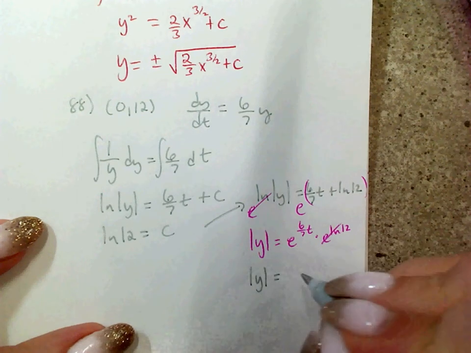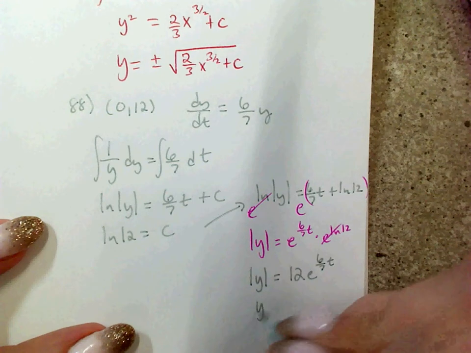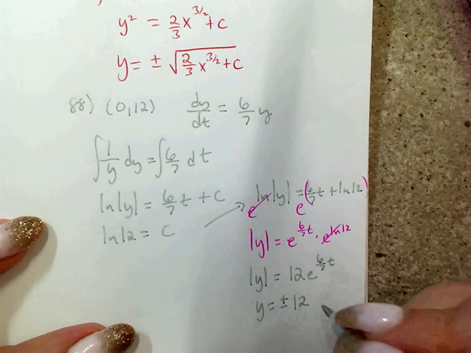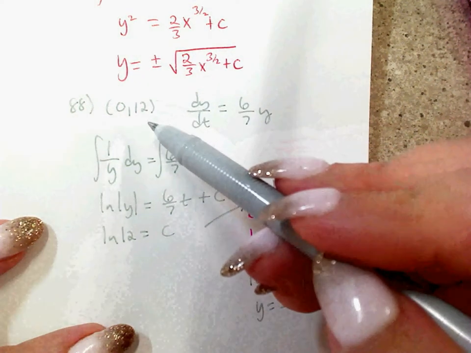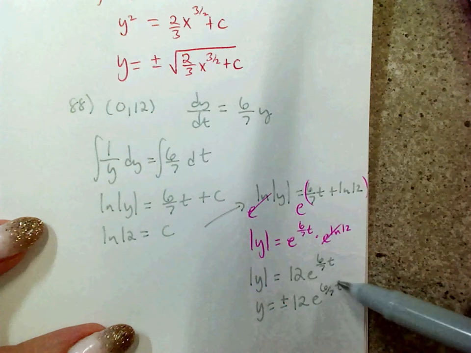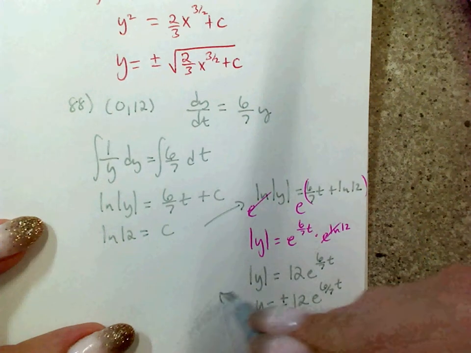y can be either the positive or the negative, so when you get rid of the absolute value, you put plus or minus, and then you have to decide. The way you decide that is by going back to the original coordinate point. At 0, it's supposed to be 12. So when I plug in 0, 6/7 of 0 is 0, e to the 0 is 1. It's got to be positive 12, so final answer, y equals 12 e to the 6/7 t.